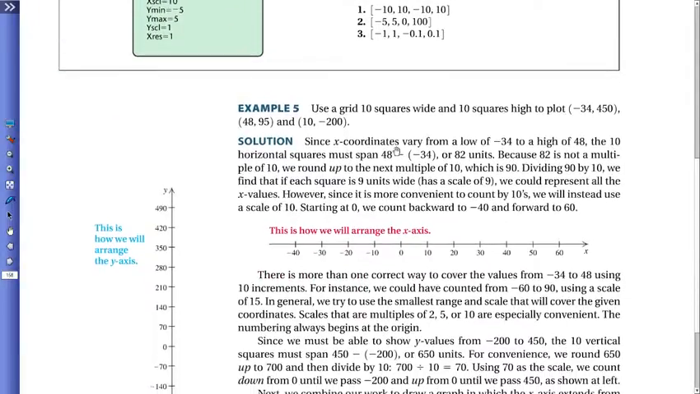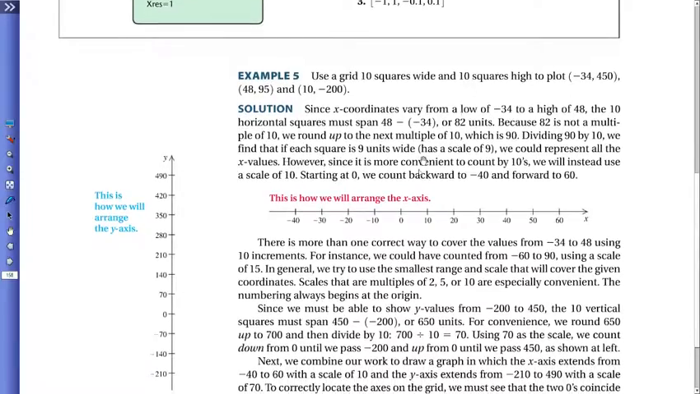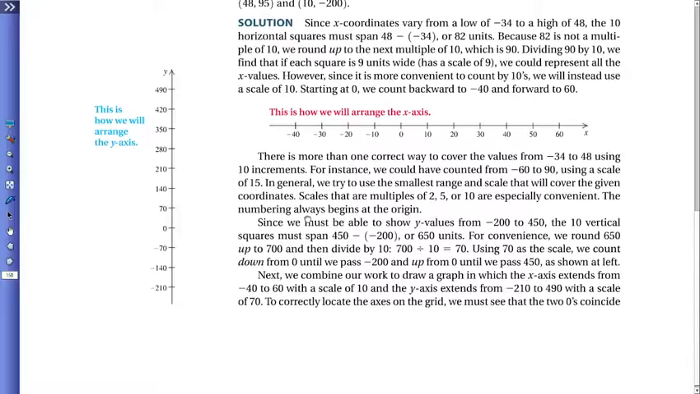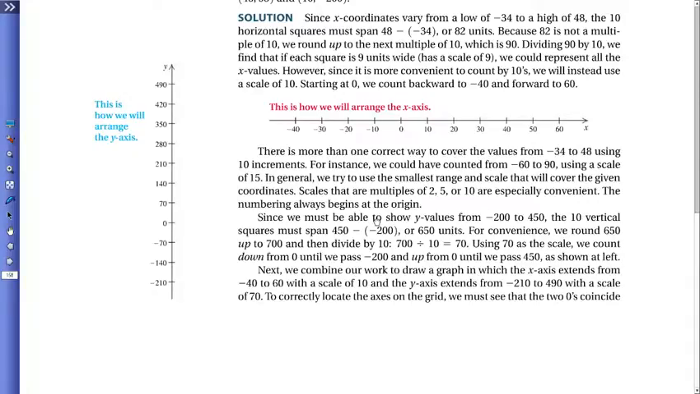So let's look at example 5. It says use a grid 10 squares wide and 10 squares high to plot negative 34, 450. Now what does that mean, that grid? Well, here's my horizontal axis. They said I'm going to use this 10 wide. That means from here to here, my ticks on this go from 0 to 10. Now the vertical, they also want it to be ticking off at 10. And let's look at that result here.